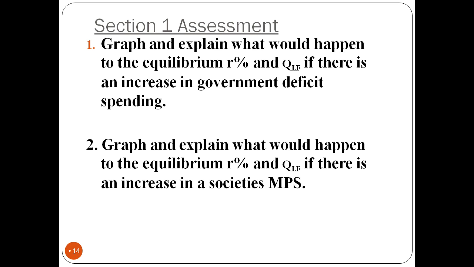Number two, we're going to graph and explain what would happen to the equilibrium real interest rate and quantity of loanable funds if there is an increase in a society's marginal propensity to save. So once again, full graph, shift either the demand or supply of loanable funds. What happened to the real interest rate? What happened to the quantity of loanable funds?